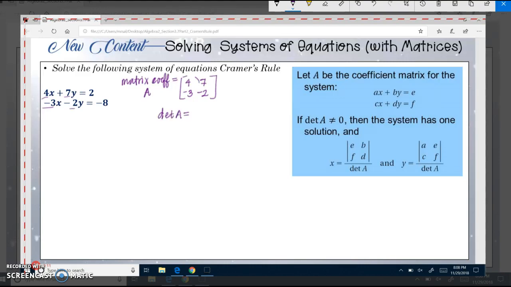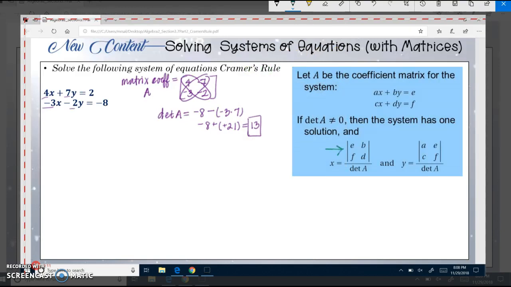So in this case, 4 times negative 2 gives us negative 8, and we subtract negative 3 times 7. So when we multiply that, we'll get negative 8 minus negative 21. Those values will become positive, and so when we do negative 8 plus positive 21, we end up with 13 as our determinant value.